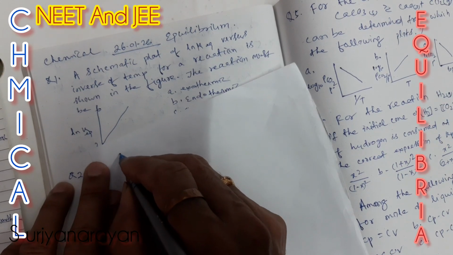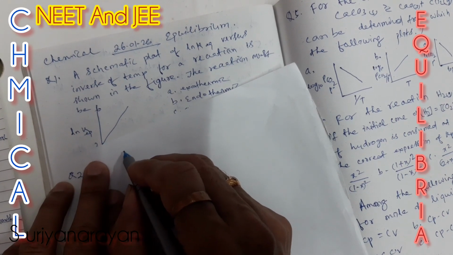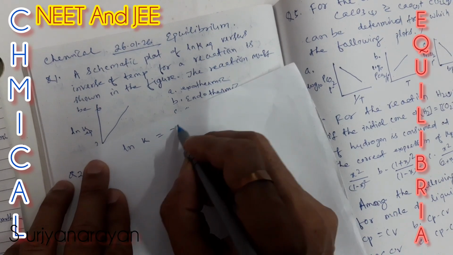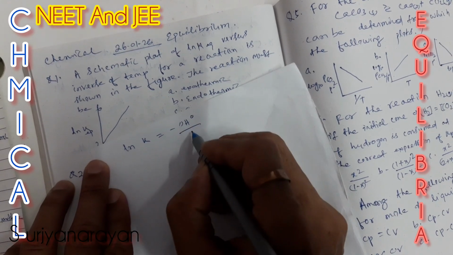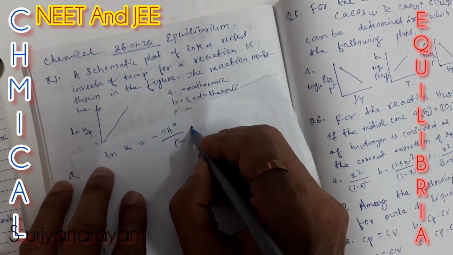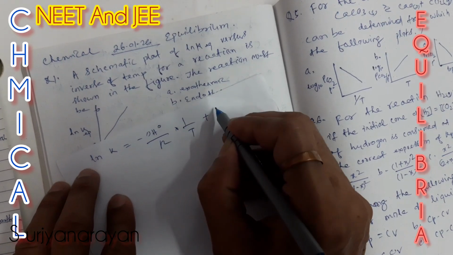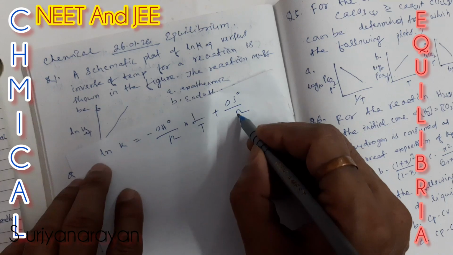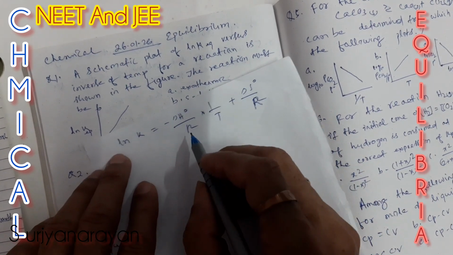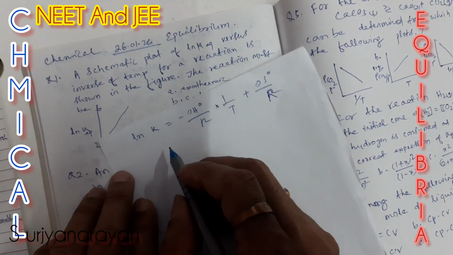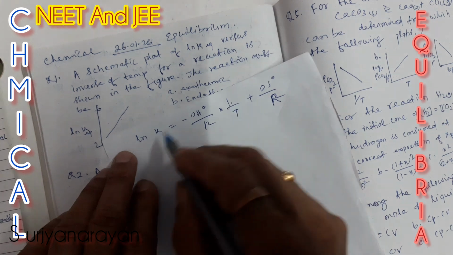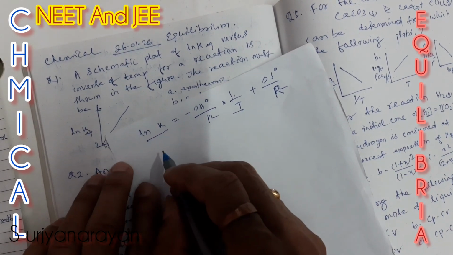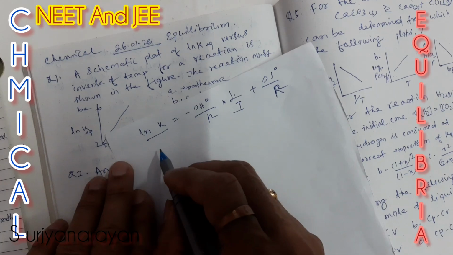Van't Hoff equation: ln K equals minus delta H0 by R times 1 by T plus delta S0 by R. Delta S0 by R. So here, what is happening? 1/T versus ln K is plotted. So what is the value you are getting?